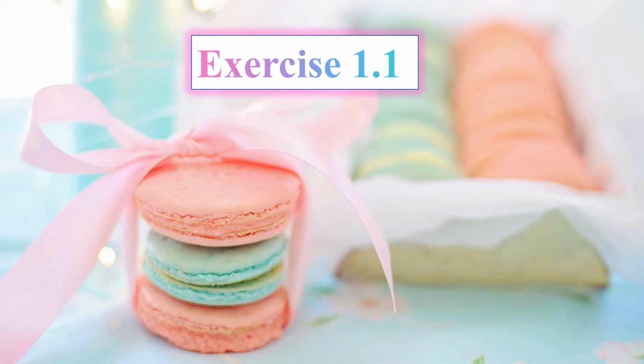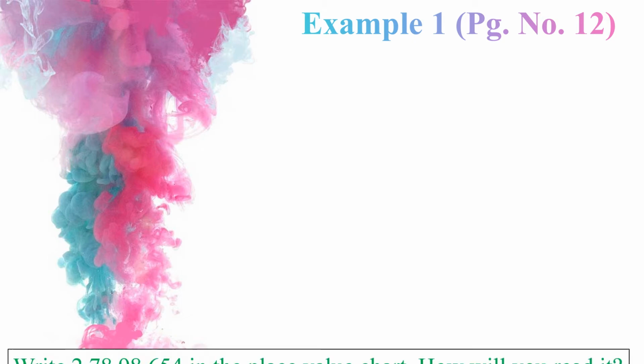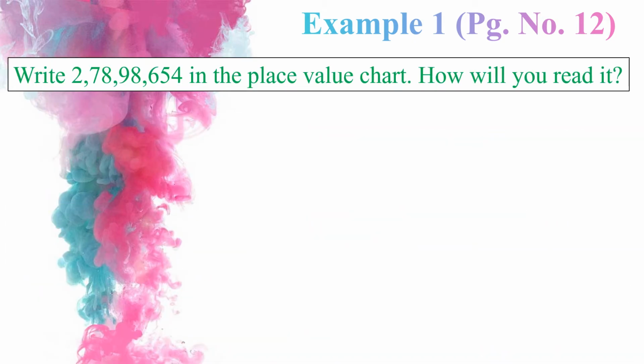Exercise 1.1. Example number 1, page number 12. Write 2 crore 78 lakh 98,654 in the place value chart. How will you read it?